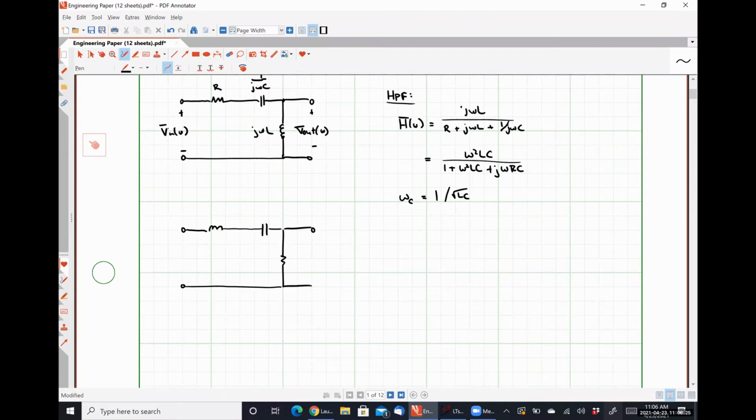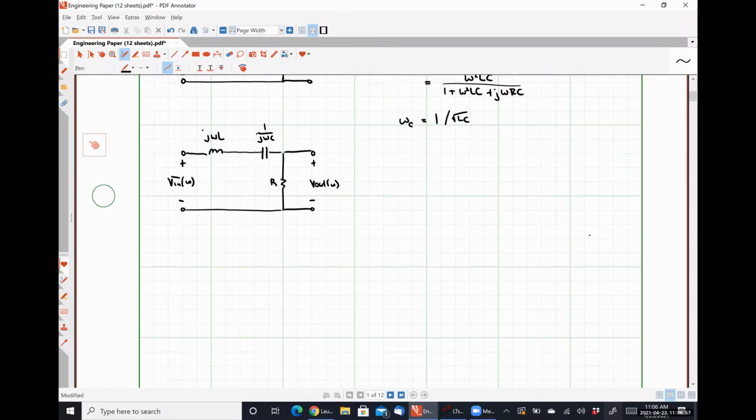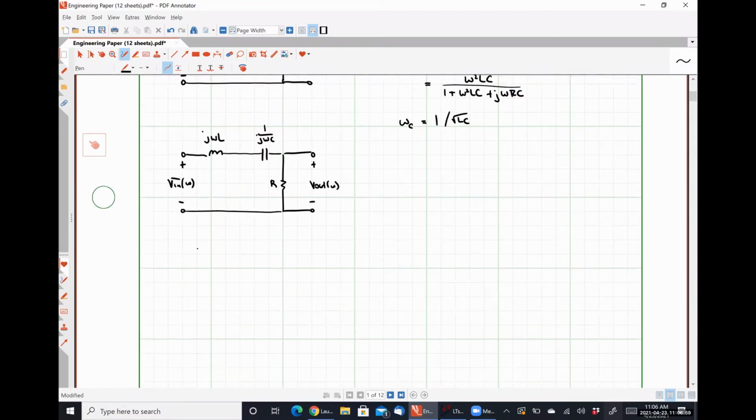So here is our input, Vin as a function of omega. Here is our output, Vout as a function of omega. Sorry, that is obviously an inductor. So we have j omega L. Here is 1 over j omega C. And now we're taking our output over our resistance. Okay.